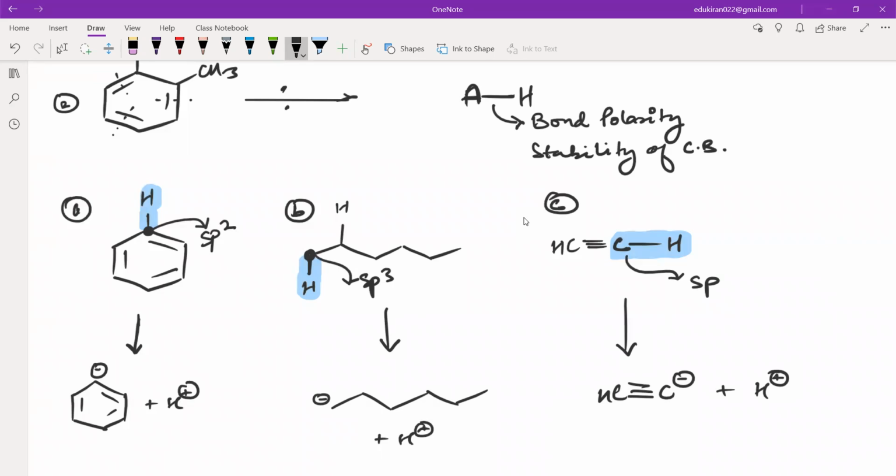अच्छा, now I am asking you a question. Which of the following carbons is going to be the most electronegative? Bond polarity के लिए क्या होगा? Electronegativity difference होना चाहिए. So which of the following is most electronegative and why? Most electronegative.